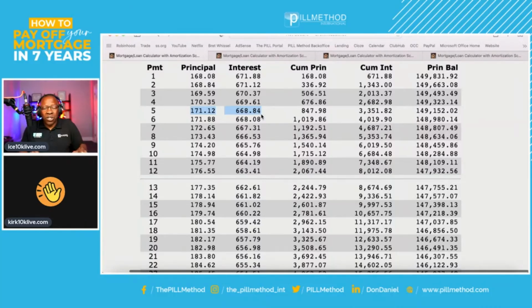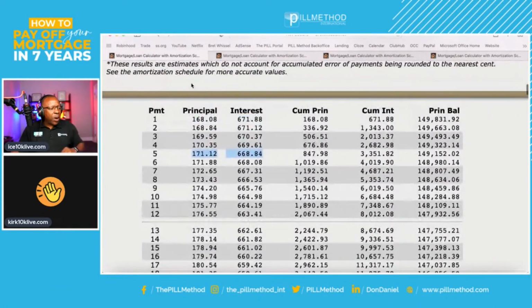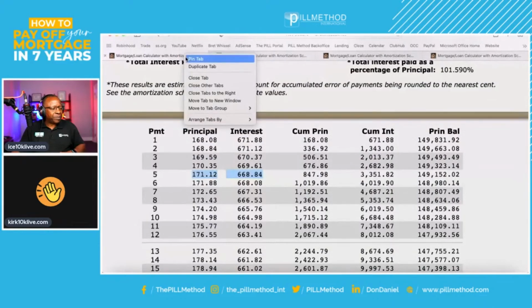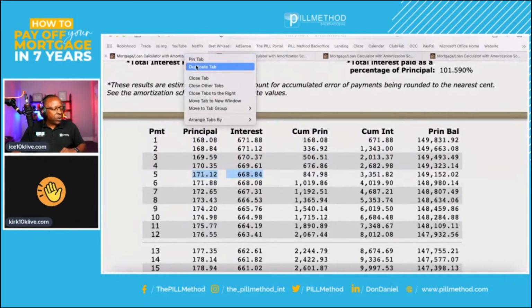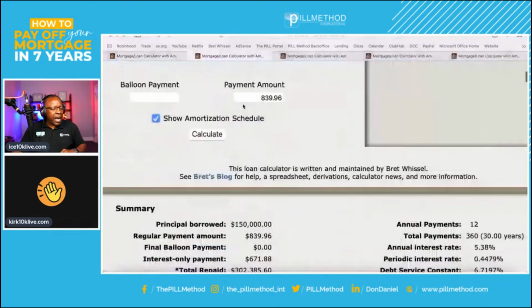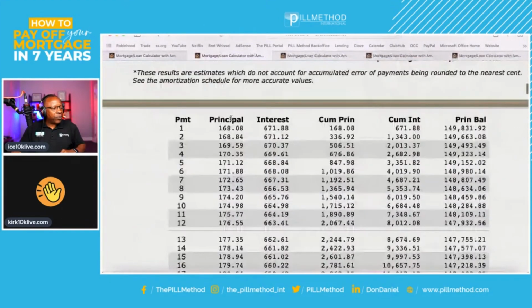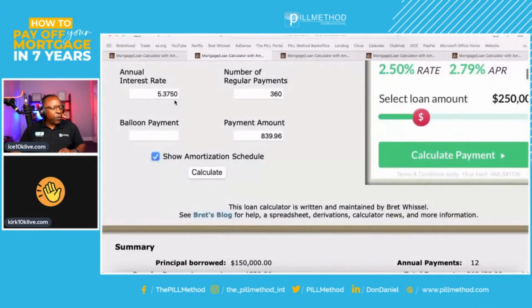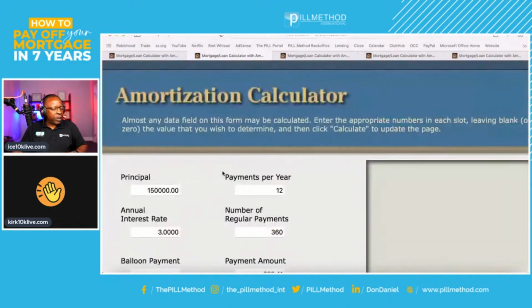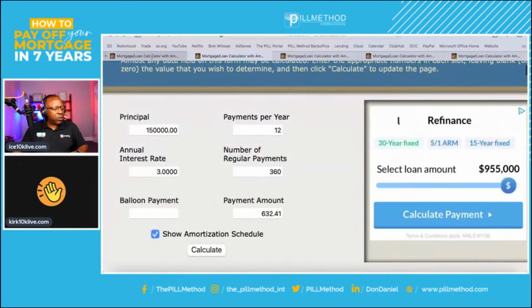Now, I'm going to show you the importance here of why we need to control the principal payment. So we're going to take this loan. Somebody's going to see this loan and say, you know what? What if I'm going to duplicate this tab? What if we take this same loan, and not do 5.375? What if we can change that and get it down to 3%? Oh my God, I'm going to refinance this loan, get it down to 3%. Now, look at our payment. It's down to $632.41. Let's do the example here.